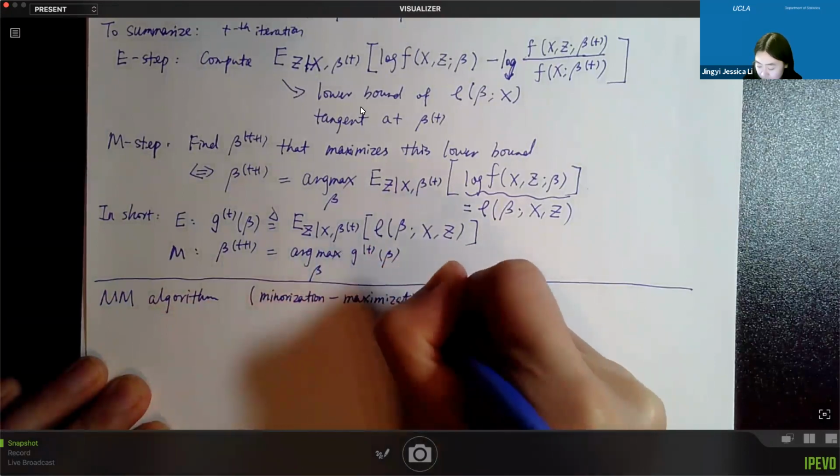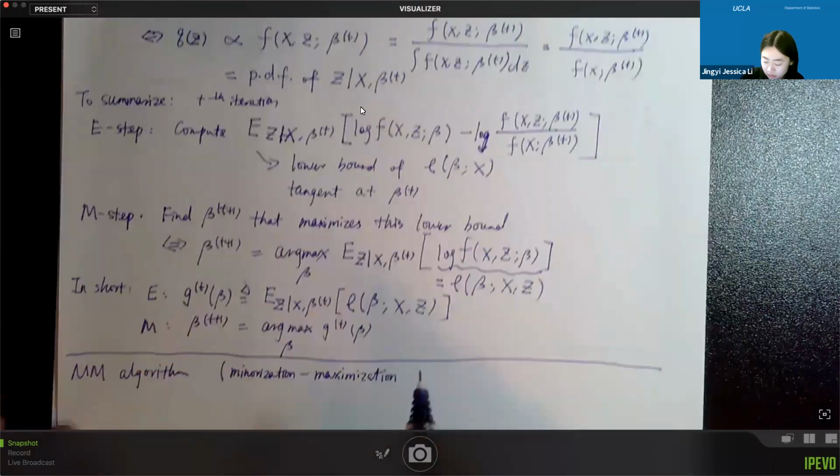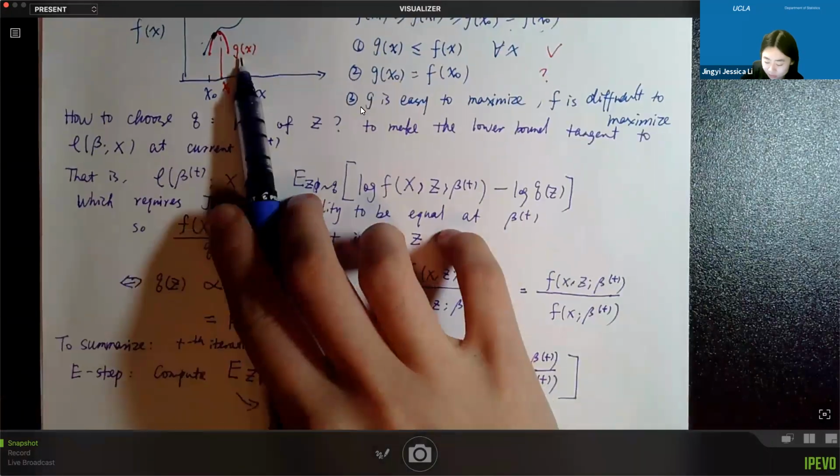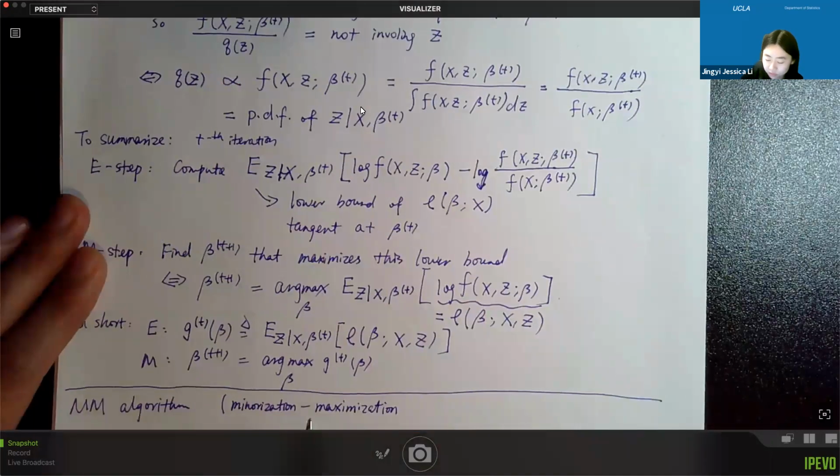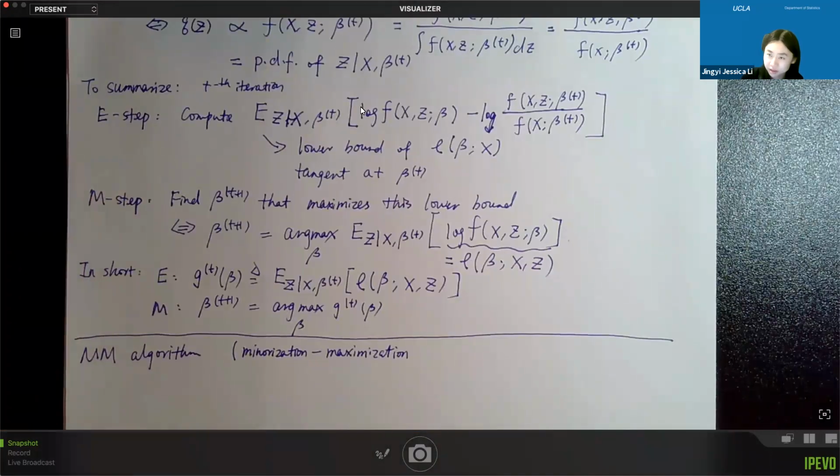This is the version we talk about, okay? So this is the case when we have a lower bound, which is called minorization. And then we maximize the lower bound, we can increase the value for the target function. So this is one way to interpret MM.